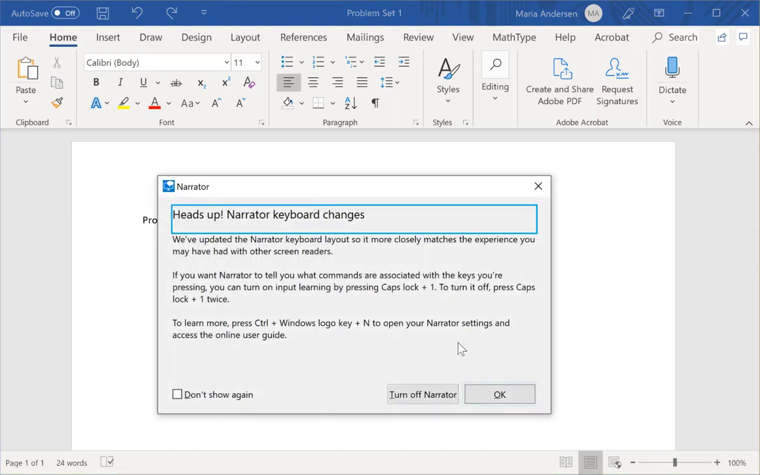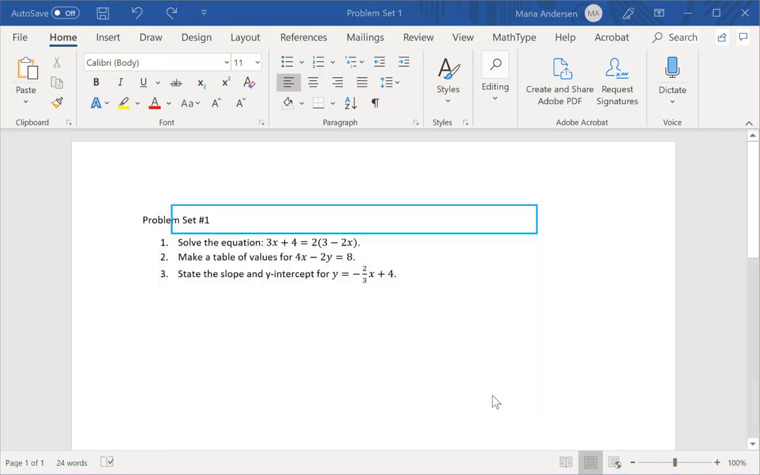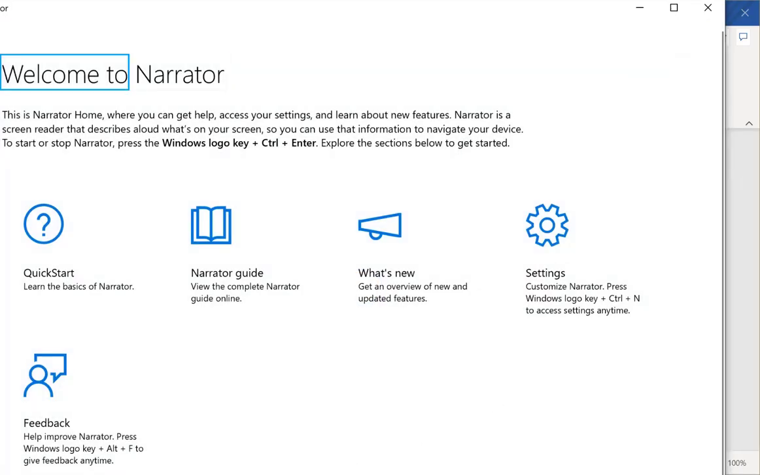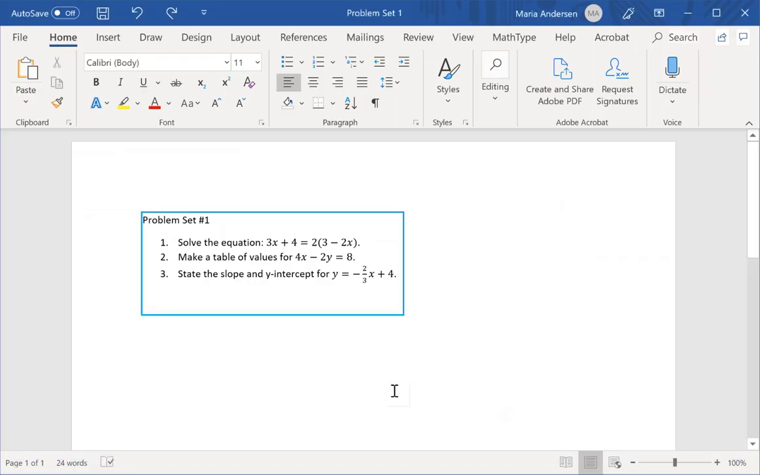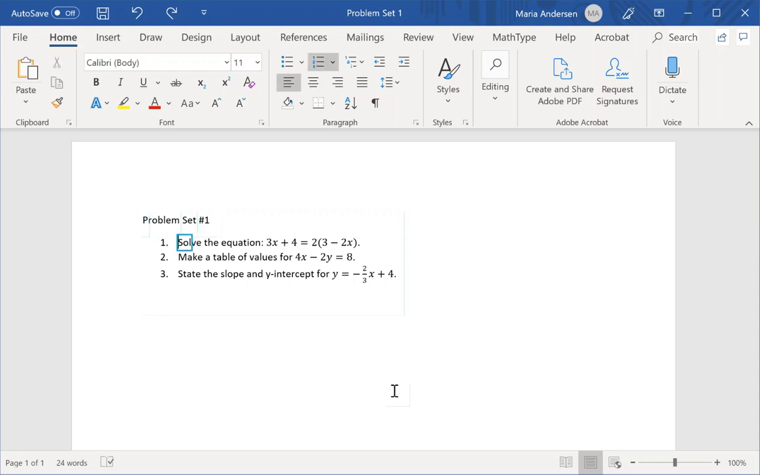Start narrator dialog. OK. Button. Narrator heading level 1. Welcome to narrator. Task switcher. Problem set 1. Word window. Problem set 1. Editing. R. Cap. Enter list. 1 of 3 level. Exit list. Problem set number 1. Enter list. 1 of 3 level 1.